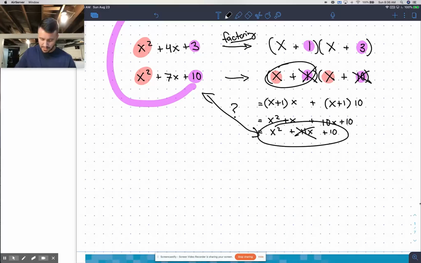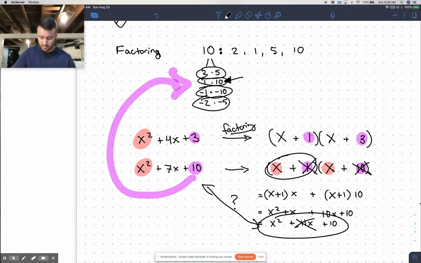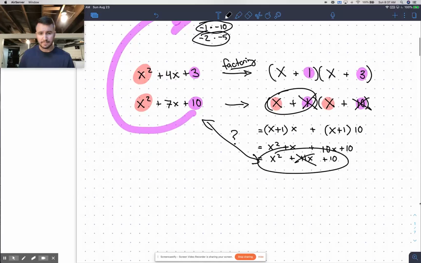Let's try, instead of the 1 and the 10, what were the other factors that possibly work? So nope. Let's try the 2 and the 5. Does the 2 and the 5 work? Well, let's try that. So let's come down here and say, okay, we want to make this work, so we know that this was not a good idea. Okay. So let's try these two numbers.